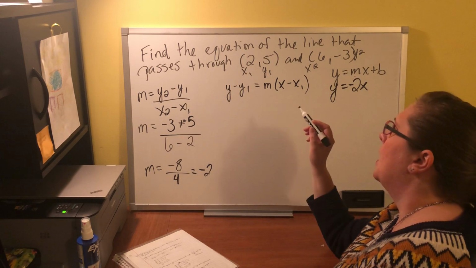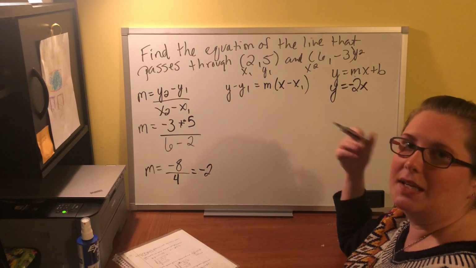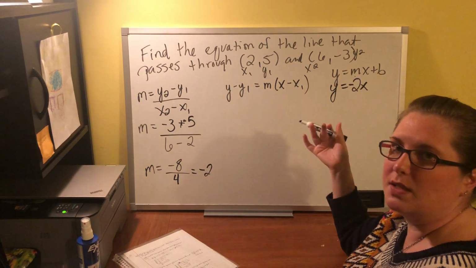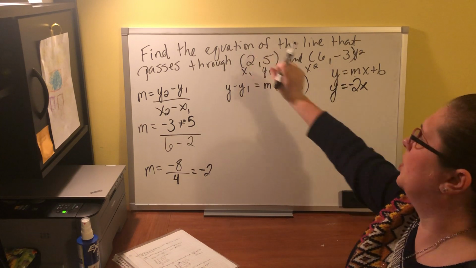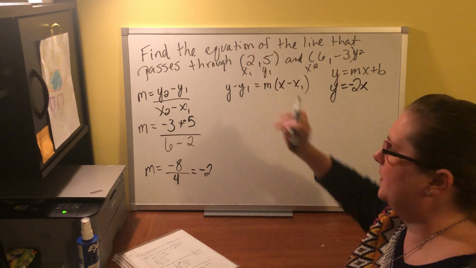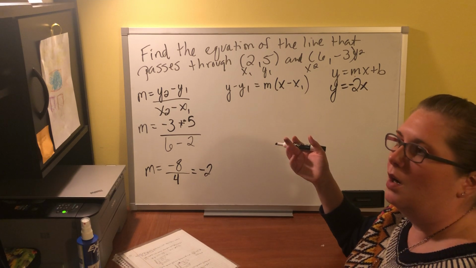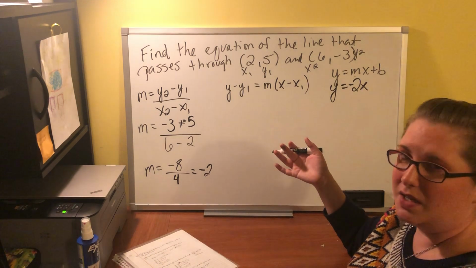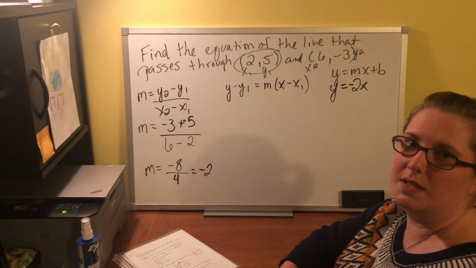Now, last time they gave us 1 point. This time I have 2 points. So you're going to pick a point. Pick 1 point. Doesn't matter. But you have to use one whole point. Don't use one part of this and one part of this. It's got to be one whole point, okay? I always suggest using ones that have the smallest numbers, or maybe that doesn't have a negative sign, okay? So you're not dealing with that. So I would choose 2, 5 myself.